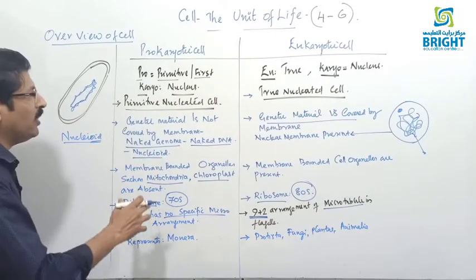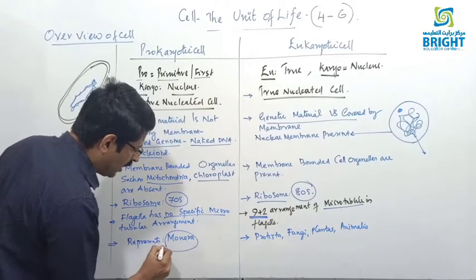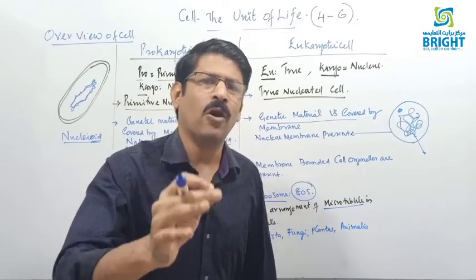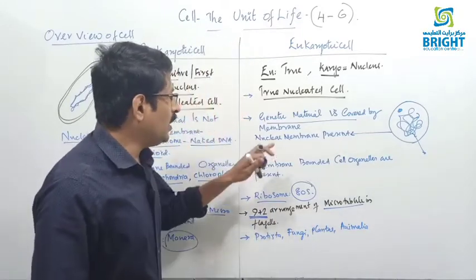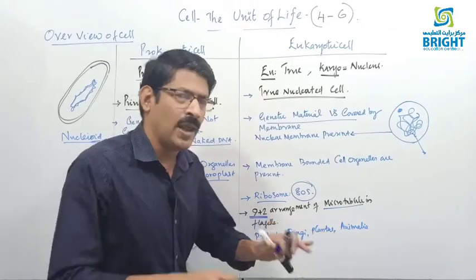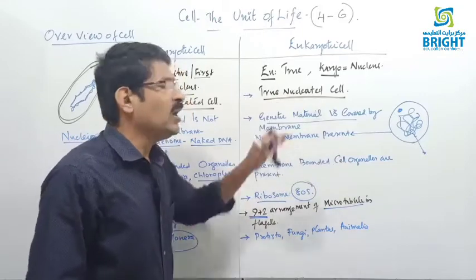And we know that the prokaryotic cell is represented by kingdom Monera only. We know kingdom Monera is an exclusive kingdom for prokaryotic organisms. And eukaryotic cells are represented by the kingdoms Protista, Fungi, Plantae, Animalia. All other kingdoms of the 5 kingdom classification are represented by eukaryotic cells.